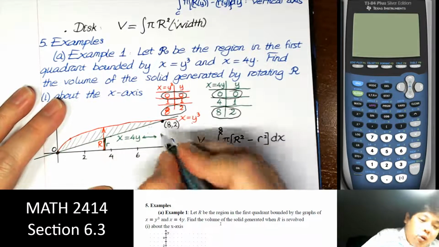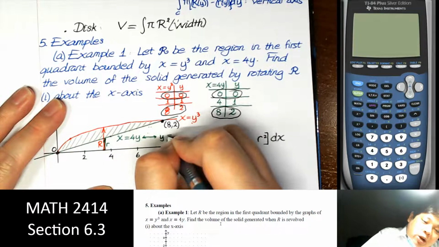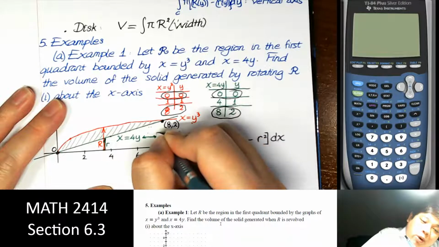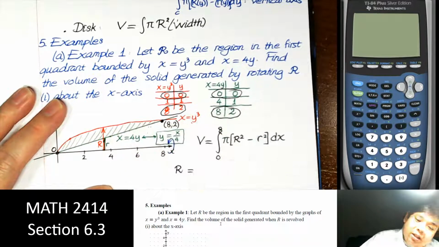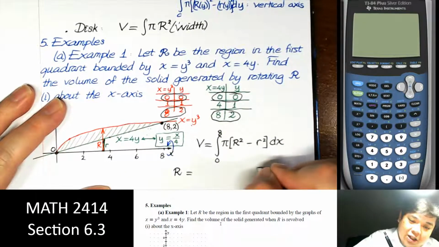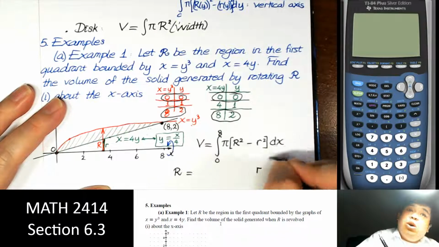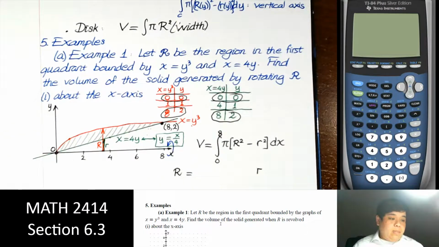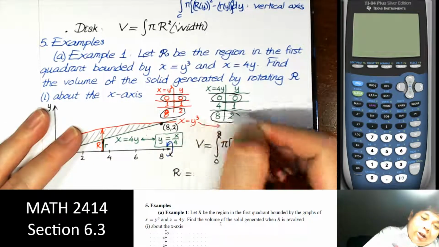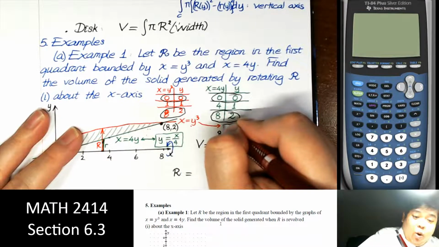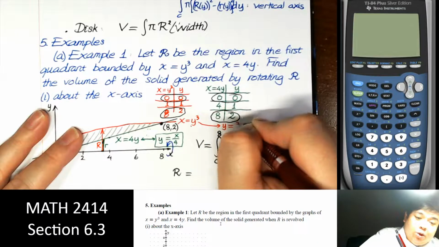If x equals 4y, then y is equal to x over 4. Remember, we have to write that as a function of x if we're going to use dx. Now, if x equals y cubed, we can solve for y: it's going to be the cube root of x.